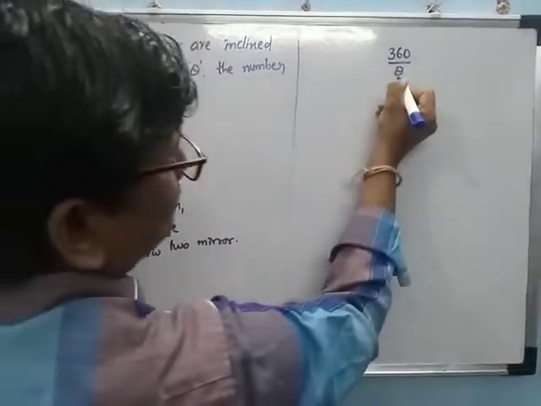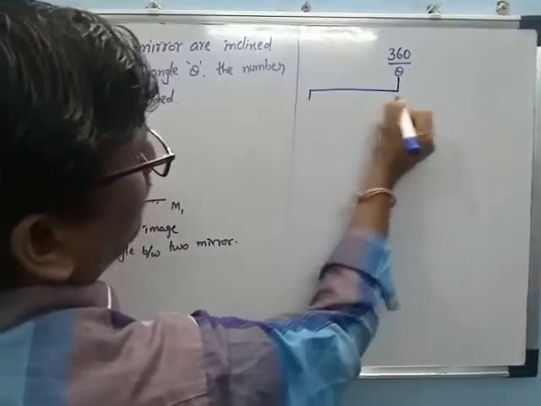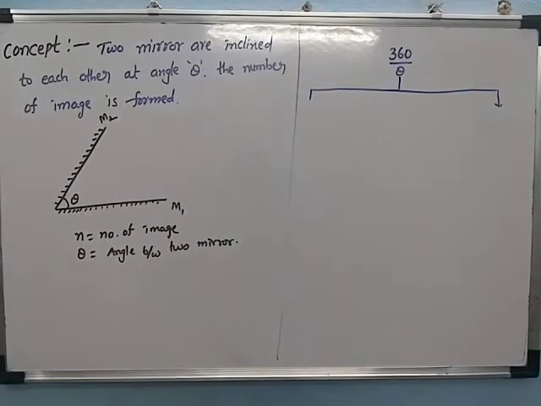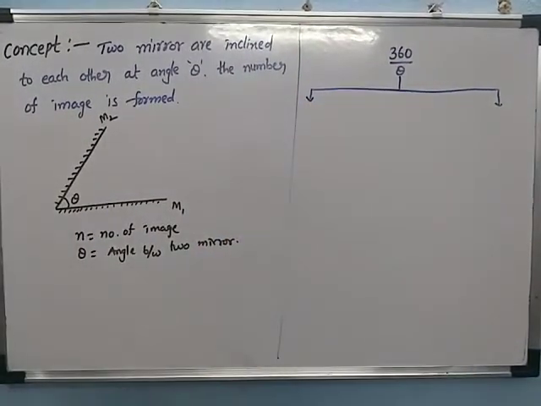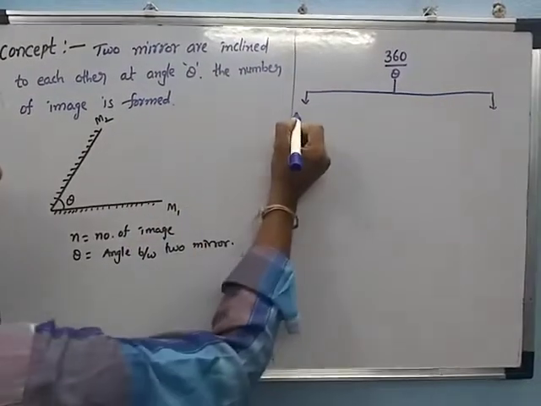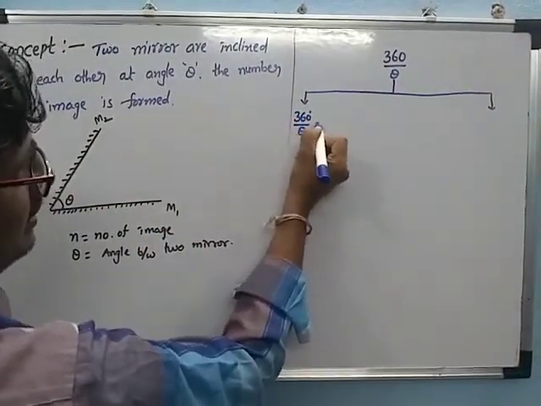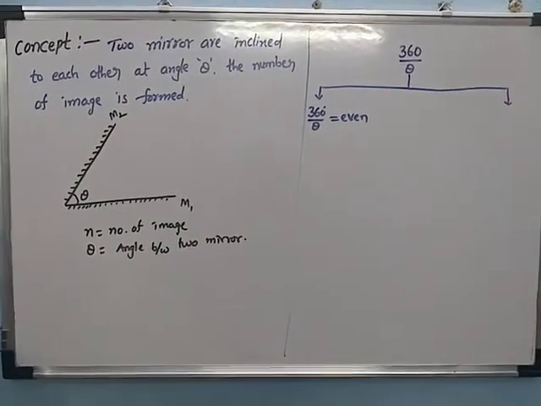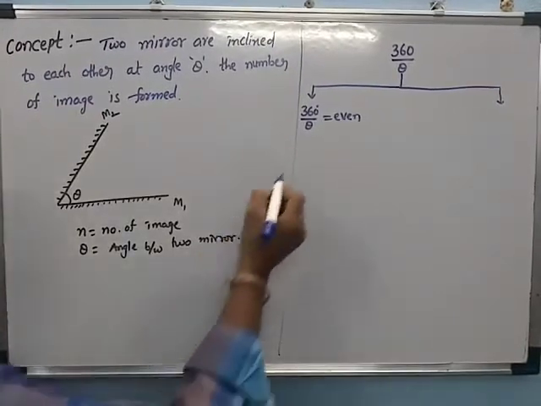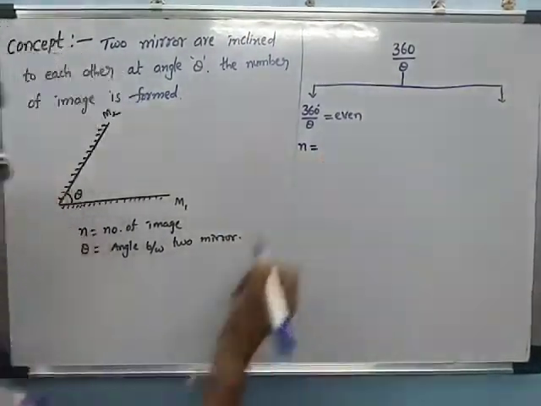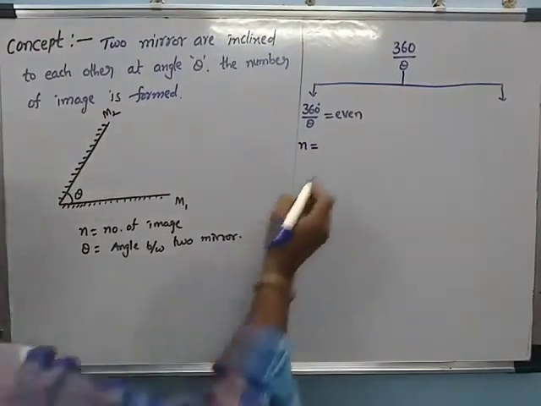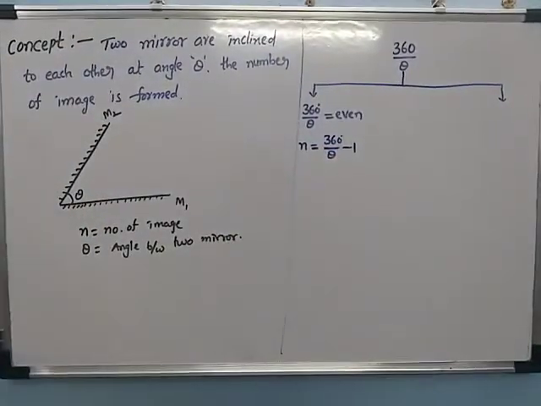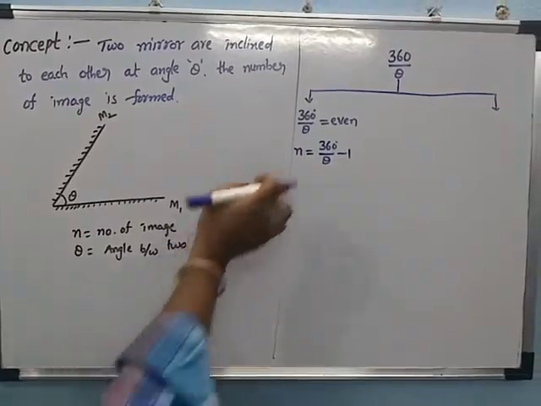Now, this value of 360 by theta can come out as an even number or an odd number. For example, if 360 degrees by theta is an even number, then the number of images is 360 degrees by theta minus 1. Okay, sir, how can we find whether this is even or odd?